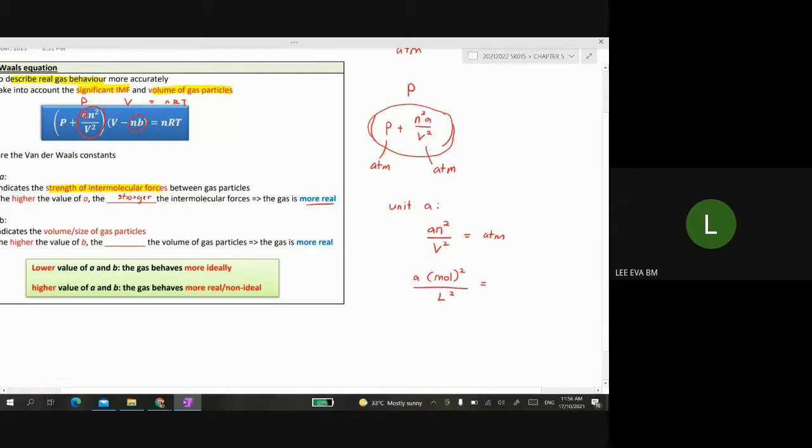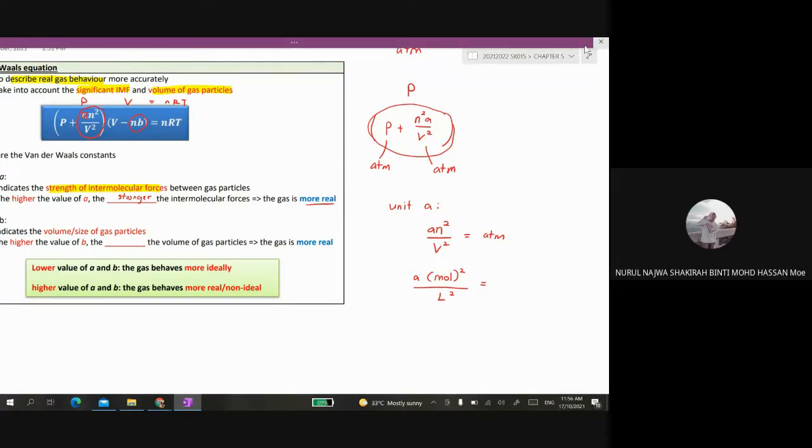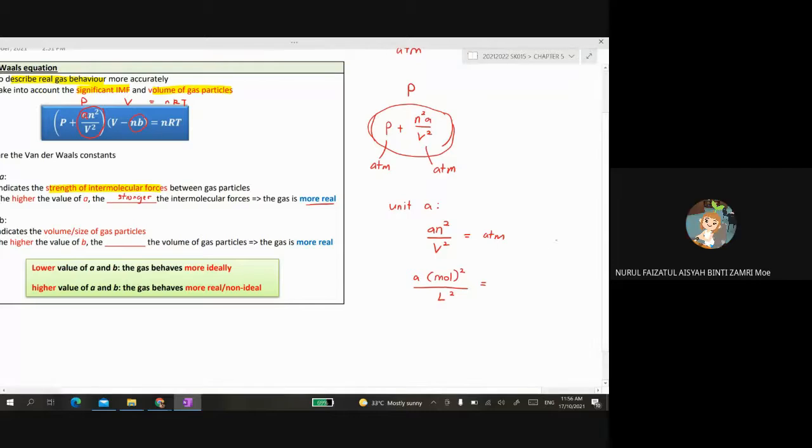Okay, so let's just do the unit for A. What is the unit for A? Sorry madam, the hotspot is not very stable. Can you still hear me? Yes, yes, we can still hear you. Yes, madam, we can.